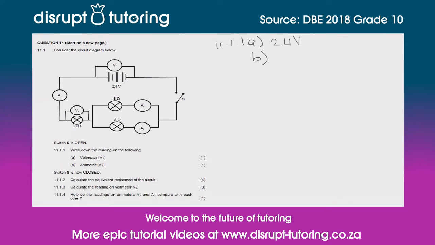So for B, it wants the reading on ammeter A1. Ammeters measure current, and I've said that no current is flowing when the switch is open. So that answer would be 0 amps. There's no current flowing. Great. So then it says switch S is now closed. So you're going to imagine that this has now been closed like that. Great. So 11.1.2 says calculate the equivalent resistance of the circuit.